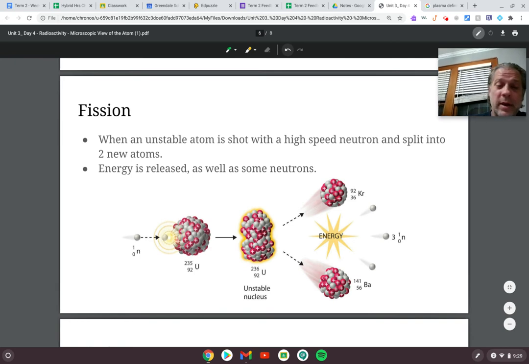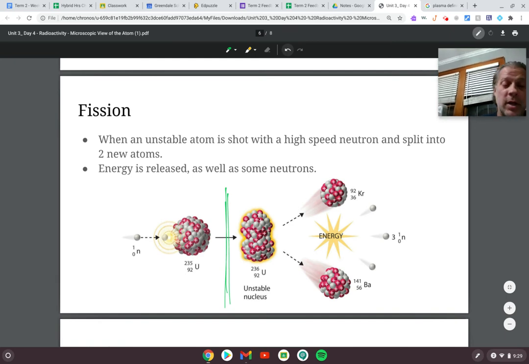So what I'd like to do is draw a line right here. On my reactant side, or the left side, I have 1 plus 235, 1 neutron plus the mass number of uranium. So I have a total of 236 as my mass number on the left side.